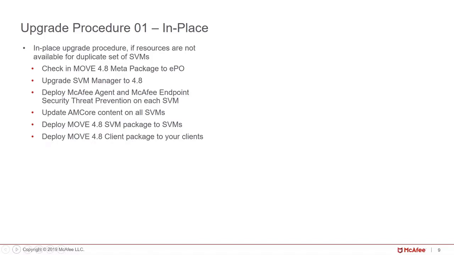You start with checking in the 4.8 meta package as well, and then upgrading the SVM manager. And then after that, you just need to deploy McAfee Endpoint Security to those 4.6 SVMs, update the AM core content. And then once that's taken care of, you then deploy the 4.8 SVM package to those SVMs, and then you can deploy the 4.8 client package to your clients.